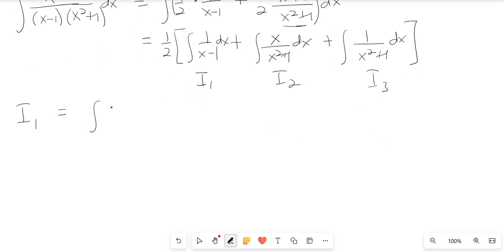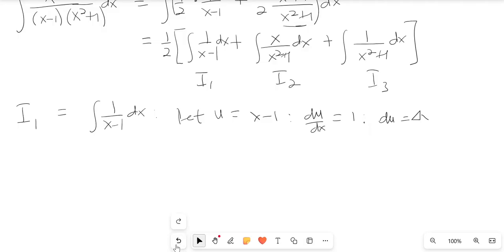I1 is equal to the integral of 1 over x minus 1 dx. This is just by using u-sub. You can do that quickly. Let u be equal to x minus 1. du/dx is equal to 1, implying that du equals dx. So wherever we see dx, we just plug in du. So our I1 is now the integral of 1 over u du, and that's just the natural logarithm of u.